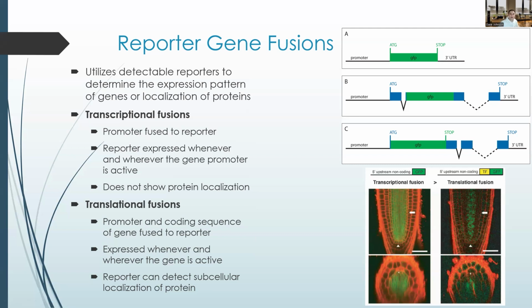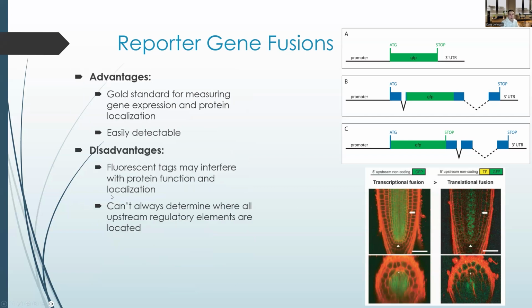This is very powerful because now you can look at co-localization and say these two proteins are expressed together. They're found in the same organelle. They're actually physically attached to each other. Lots of neat experiments you can do. So like I said, reporter gene fusions are the gold standard for measuring gene expression and protein localization. You can create these in pretty much any molecular biology lab, and you can detect these with a fluorescent microscope. So they're easily detectable. There are some disadvantages.